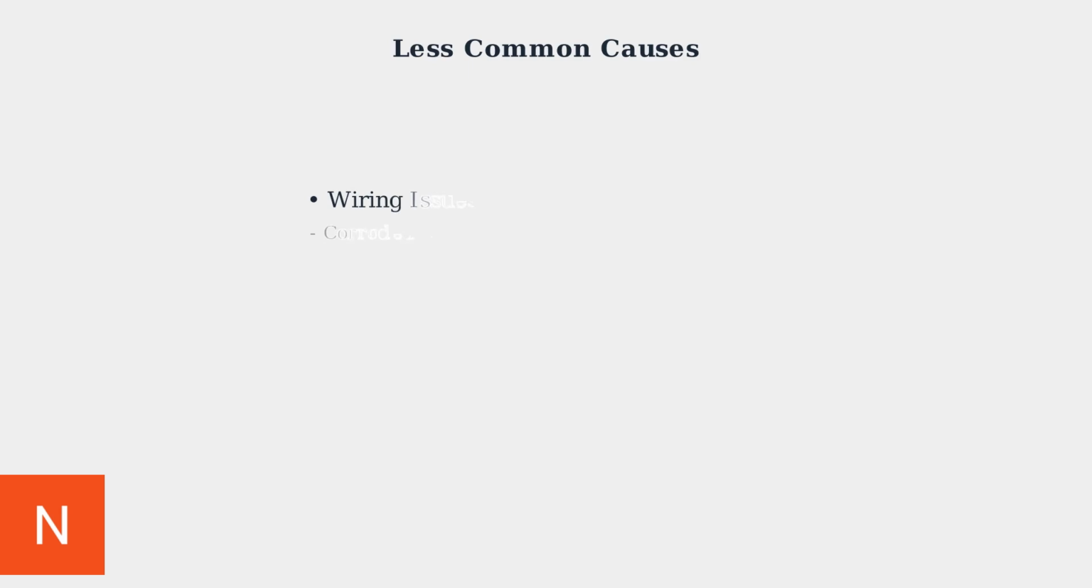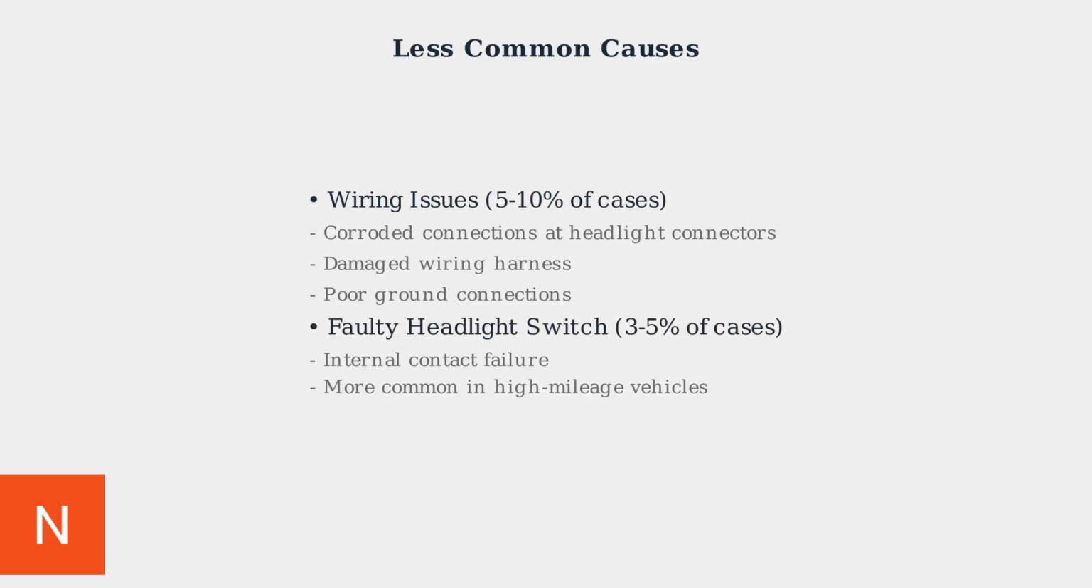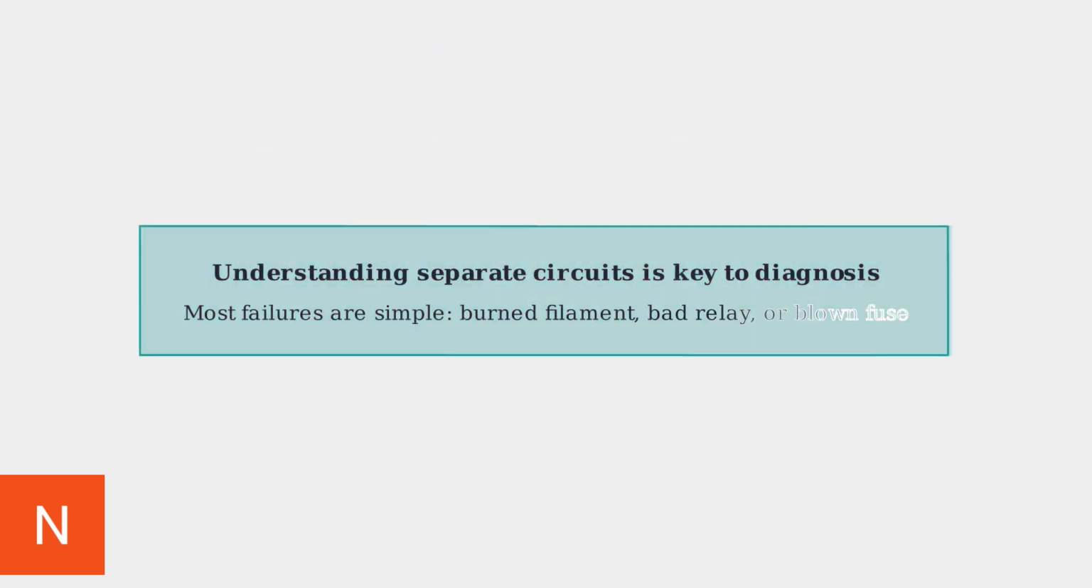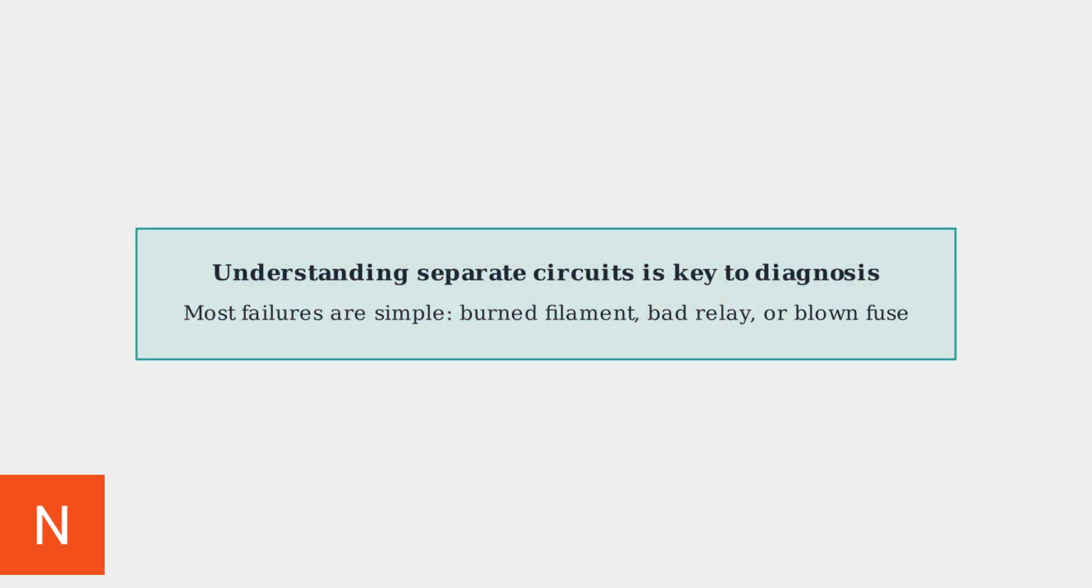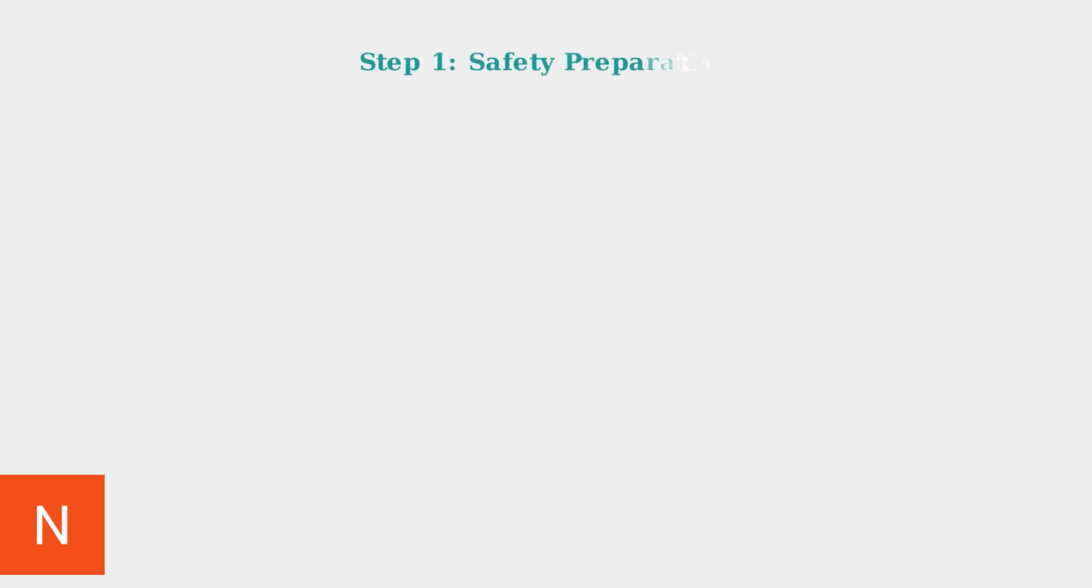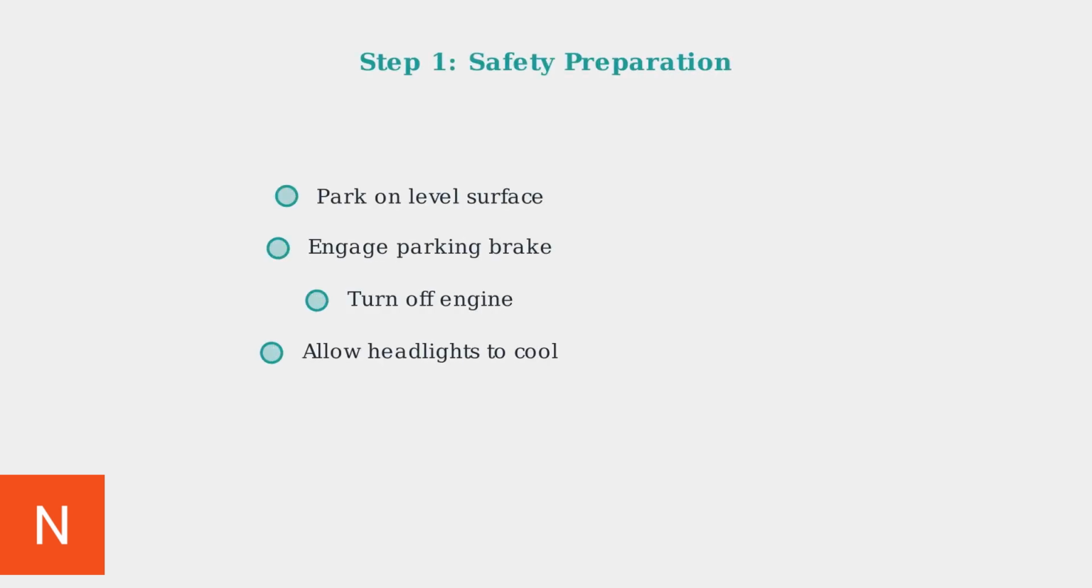Less common causes include wiring issues, such as corroded connections or damaged harnesses, accounting for 5 to 10% of cases. Faulty headlight switches represent only 3 to 5% of failures and are more common in high-mileage vehicles. Understanding that low and high beams use separate circuits is the key to diagnosing this problem. Most failures are relatively simple issues like burned filaments, faulty relays, or blown fuses that can be systematically identified and repaired. Before troubleshooting any electrical issue, safety is paramount.